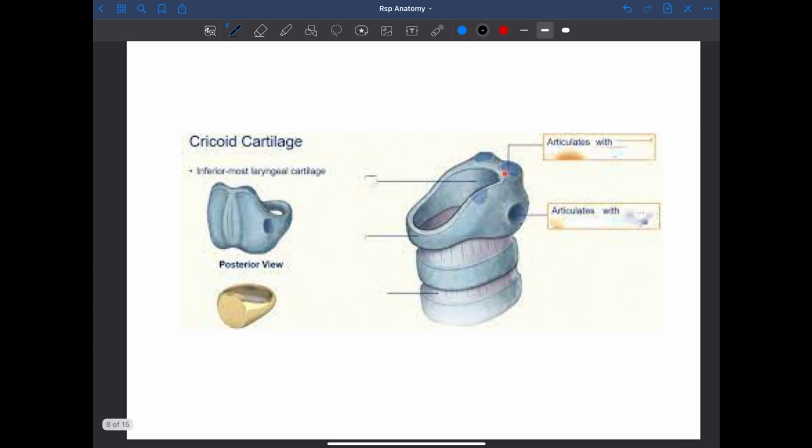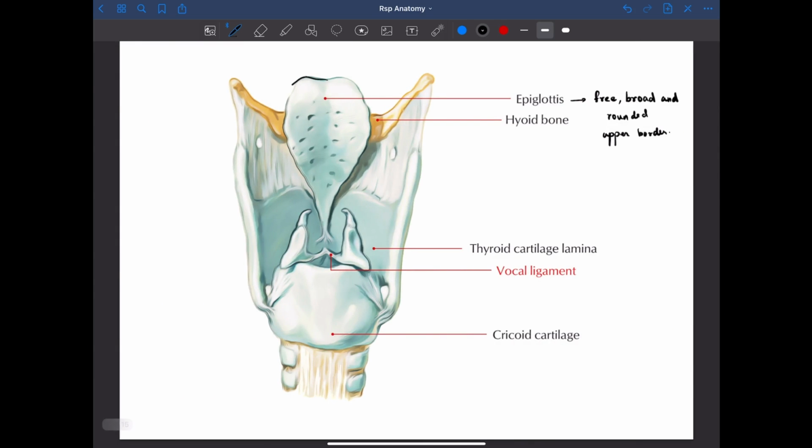Before going to the arytenoid cartilage, there's one more cartilage left, which is the epiglottis. As you can see, it is a leaf-shaped cartilage. The upper border is free, broad, and rounded, with no attachment. The lower end is narrow and attaches to the thyroid cartilage. This is the superior horn, this is the inferior horn, and this is the thyroid cartilage. It attaches to the thyroid cartilage by a ligament called the thyroepiglottic ligament. Cool. You're with me, right?